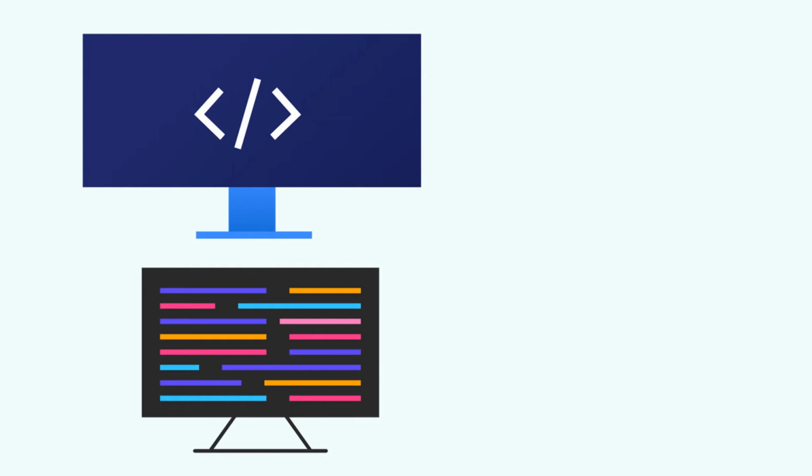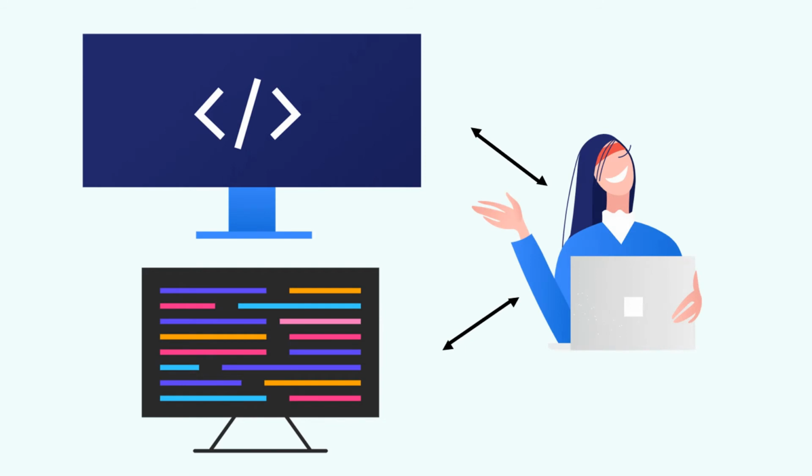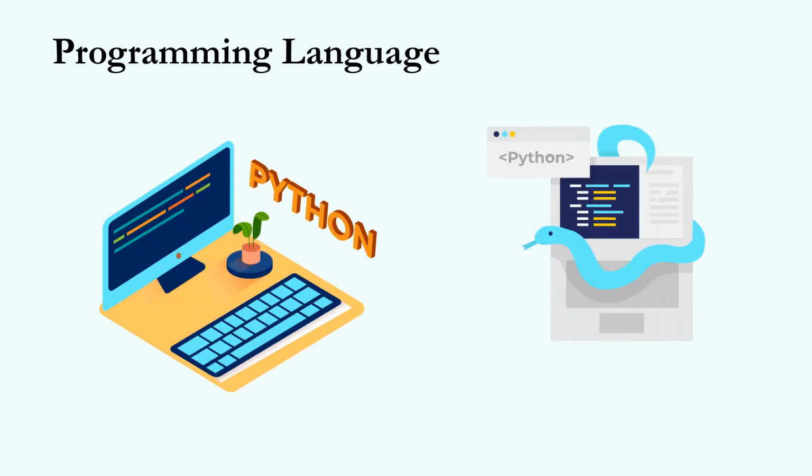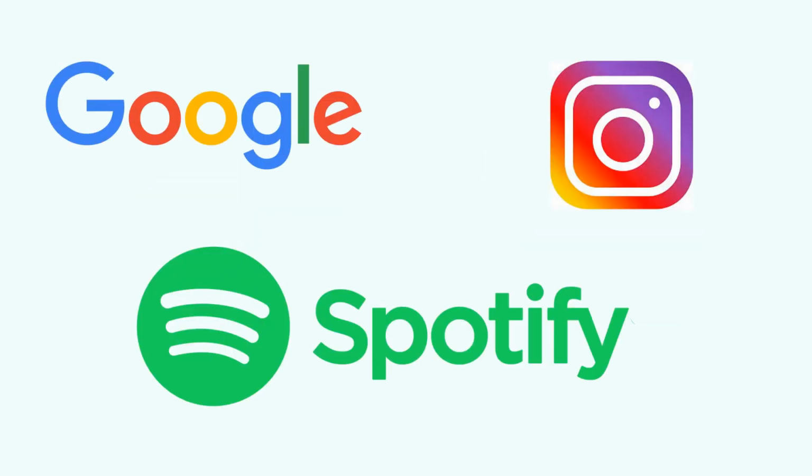Now, like humans, computers too use multiple languages to communicate, and they are called programming languages. There are many of them, and here we are moving forward with Python. Big tech companies like Google, Instagram, Spotify use Python because of its simplicity and for doing different tasks.